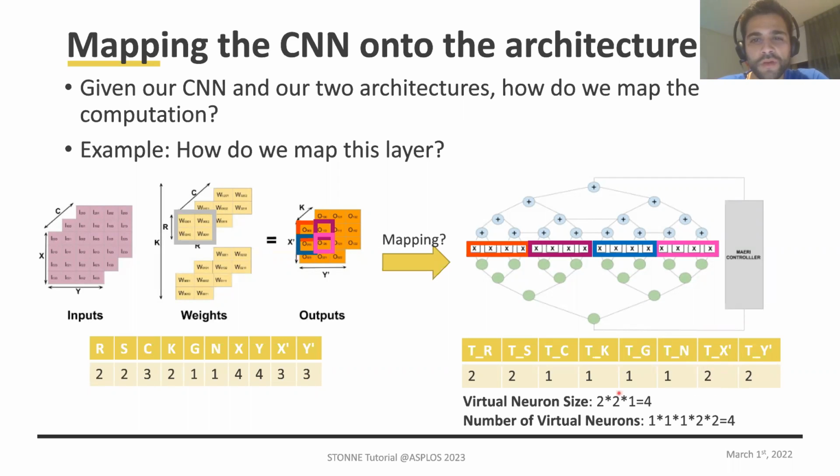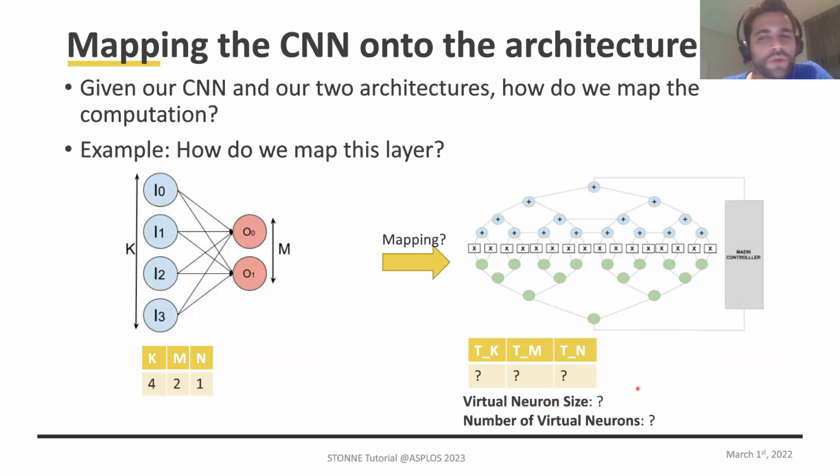So how many clusters do we have? TX cross TY, because we are computing 4 outputs at the same time. And each output has size 4, right? So spatially, we are computing 4 outputs, but temporally, we will map the whole filter 4 by 4. So that's the main idea, right, of how STONNE performs the tiling.